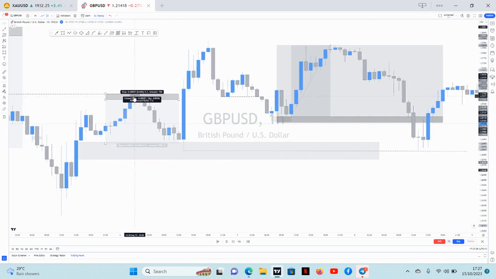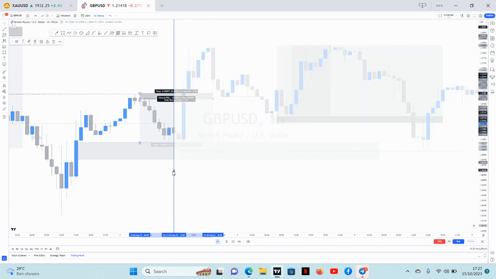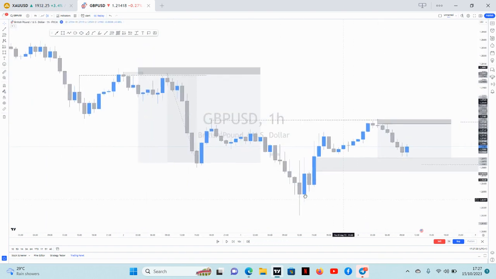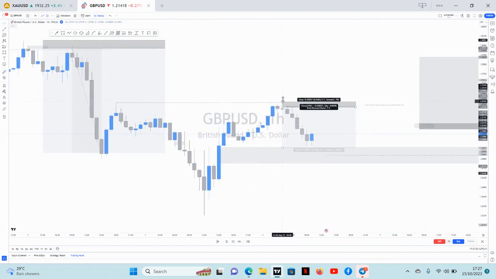So this was it. So was it here? I think it was here. I think that was my entry. Let me check. Let me check, please, guys. Don't be angry, because this was the wick out. This was what took liquidity right here. This wick was what took liquidity.